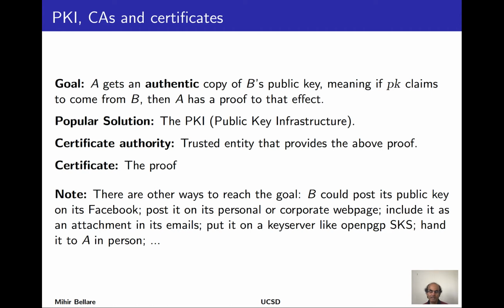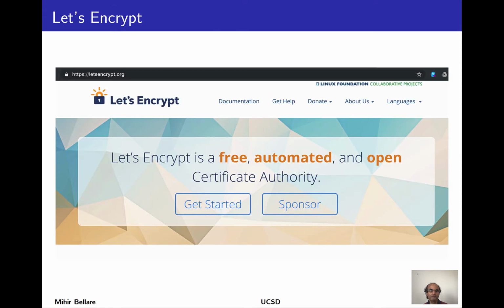Other things you might do is B could simply post its public key somewhere. For example, its Facebook page or a personal or corporate web page. Sometimes people include public keys as attachments in their email. There are also systems like OpenPGP, which have key servers, and you can look up people's keys there. If you meet A, you might hand them your key in person, and so forth.